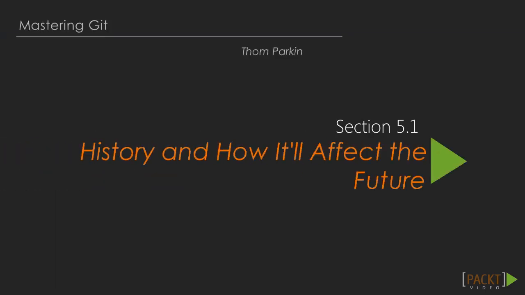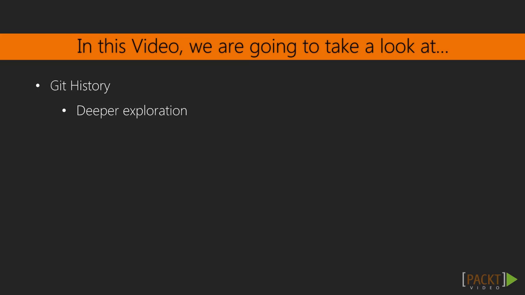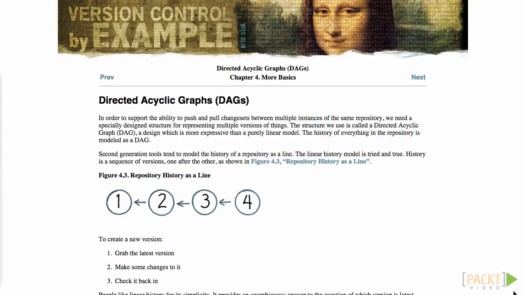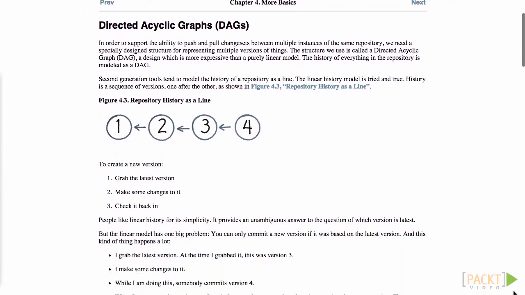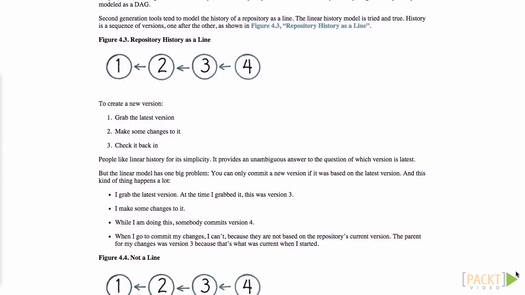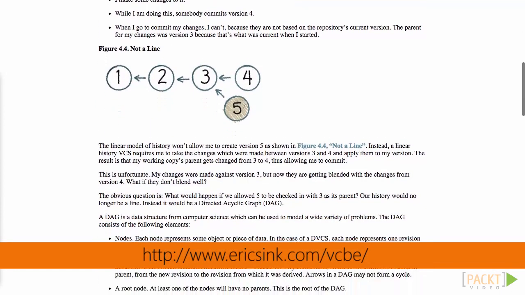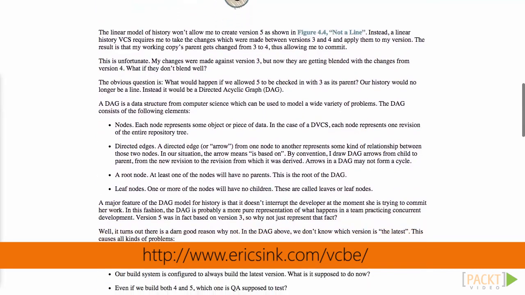Git History. This is a closer look at Git history. Recall that the Git history is a set of commit objects, blobs, and file references chained together by a reference to their parents. An engineer would call the Git history a directed acyclic graph of commit objects. There is a terrific explanation of this as it relates to source control in this book by Eric Sink.